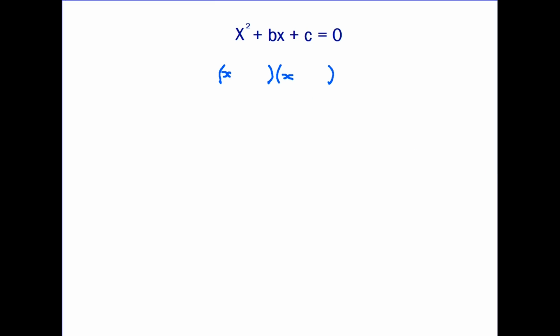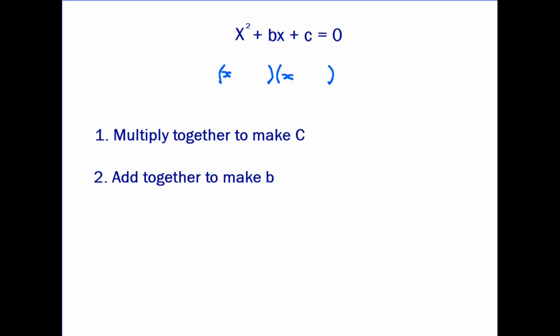Now the next step is a little piece of mental arithmetic. We need to find two numbers, one for each bracket, and those two numbers have to follow two rules. First of all, they have to be two numbers which, when multiplied together, make C, or whatever the number is at C. They also have to add together to make the number that is at B. The best way to do this is to look at all the pairs of factors of C and work out which of them add up to make B.